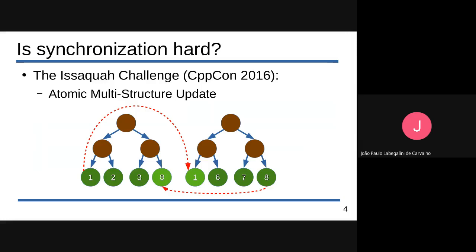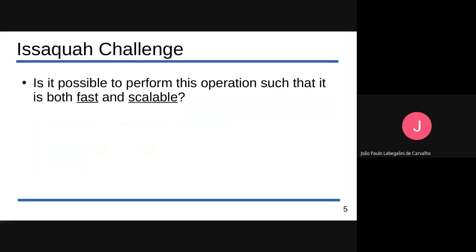In order to understand why transactional memory is a very interesting and effective alternative, and to show why synchronization is hard, I'm going to present a challenge that was made at the C++ conference back in 2016, where it was asked for an implementation of an atomic multi-structure update. The first question in the challenge was, is it possible to implement this operation in a fashion that is both fast and scalable? The answer is yes.